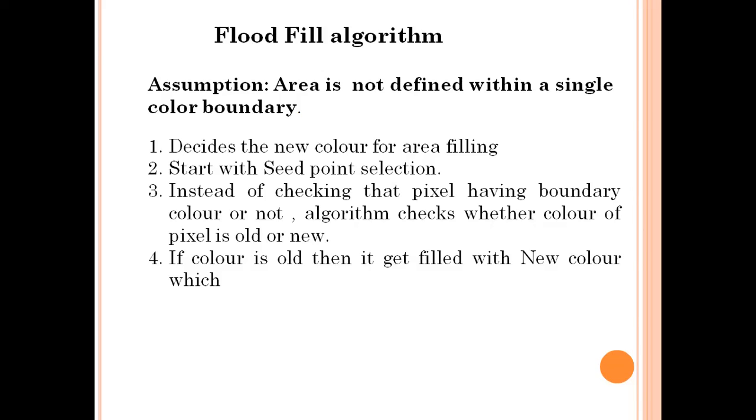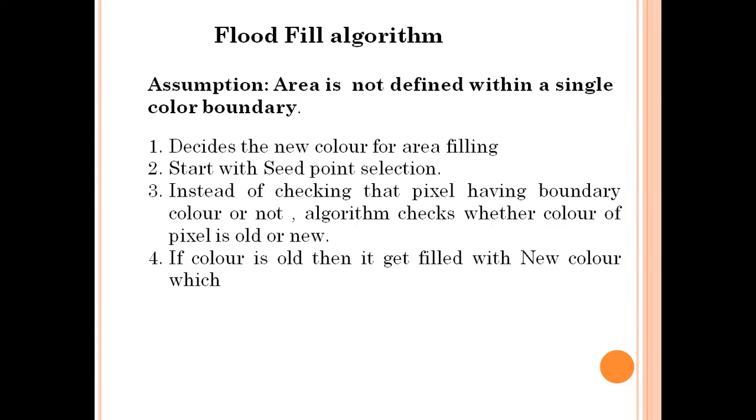After that, we will start the execution of the algorithm by selecting one seed point, which is the inner pixel of that polygon. After selecting that seed point, instead of checking the color of that pixel with the boundary color, we will adopt a different approach. Now here we will check whether that particular pixel is already having our new color or not.